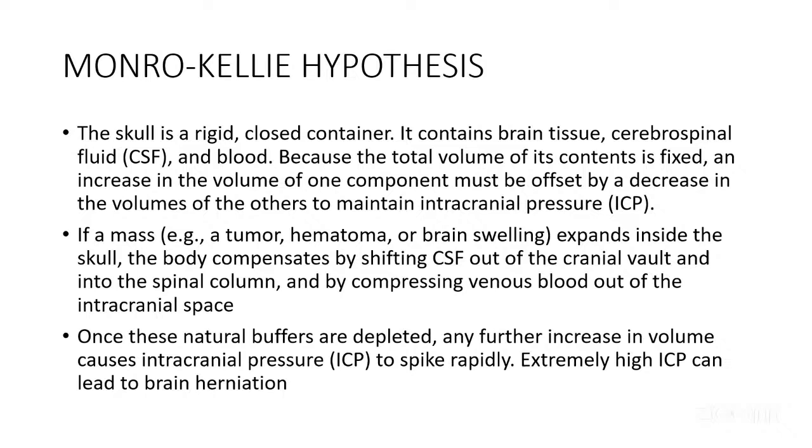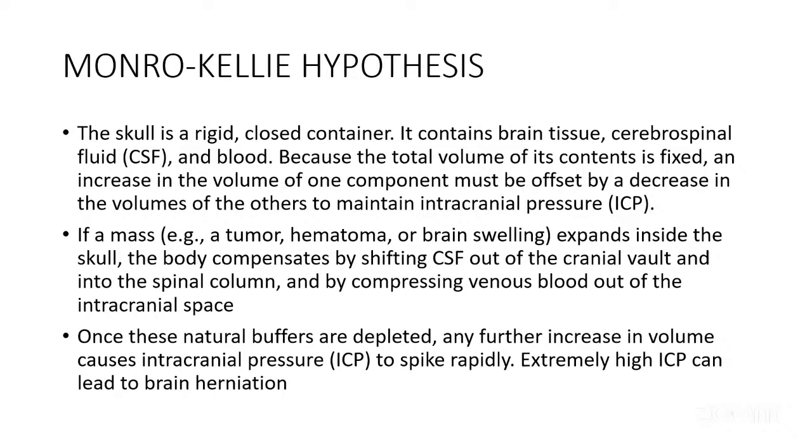Approximately, the weight is around 1.7 kg, which contains brain tissue around 1.4 liter, 150 ml CSF, and 150 ml of blood. Because the total volume of its content is fixed, as it is a closed and rigid space, an increase in the volume of one of the components must be offset by a decrease in the volumes of the others to maintain intracranial pressure.